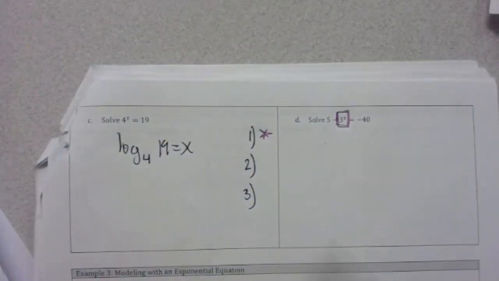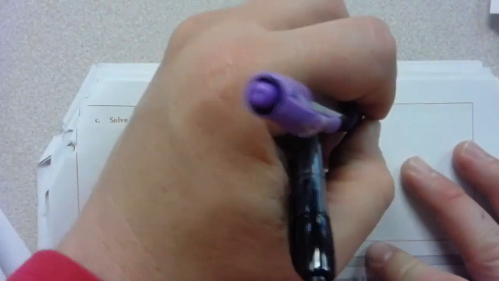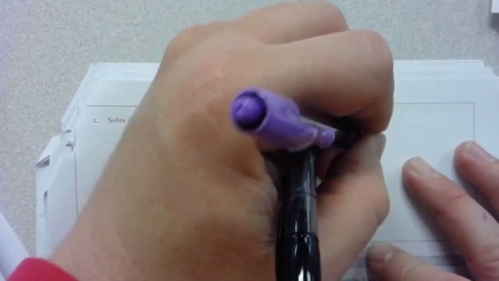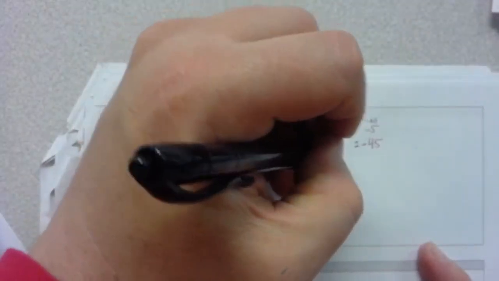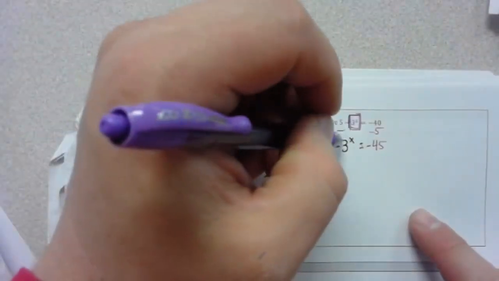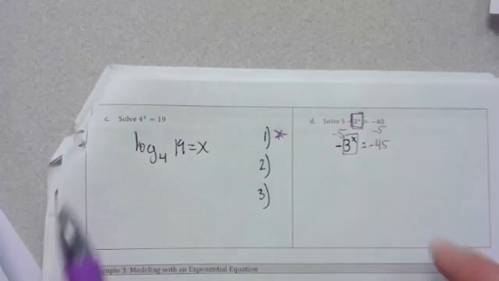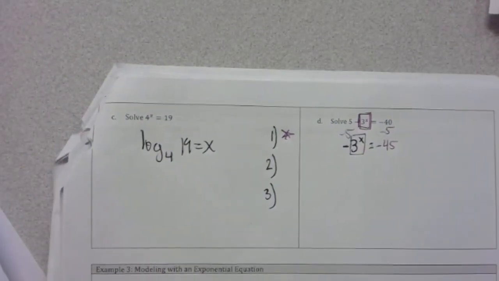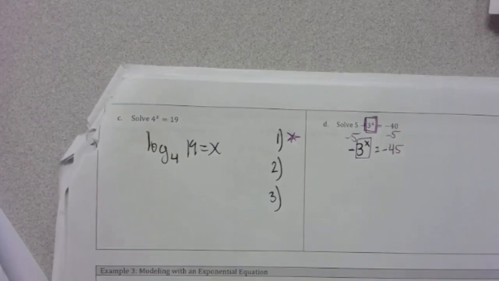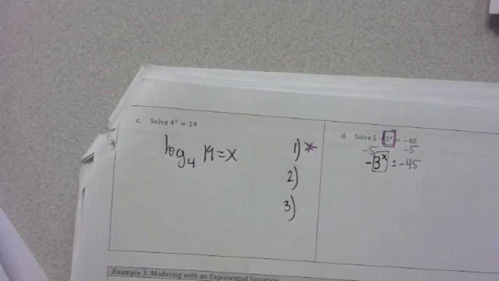So I have a negative 45. I have an equal sign. I have a negative, and then my base is 3 raised to the x. Students, what say you? Is this base an exponent? Is it really isolated yet? No. There's a negative sign there, right? Yeah. How do we get rid of the negative sign? Just multiply by negative 1 or divide by negative 1, right? Let's go ahead and do that. 3 raised to the x equals 45.